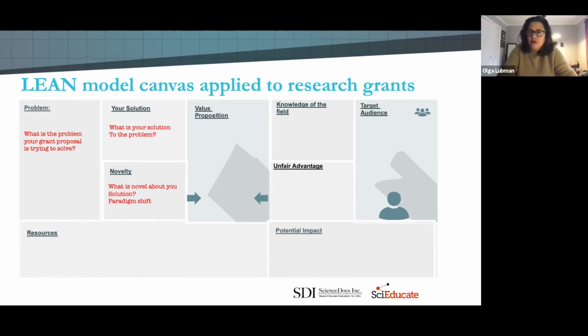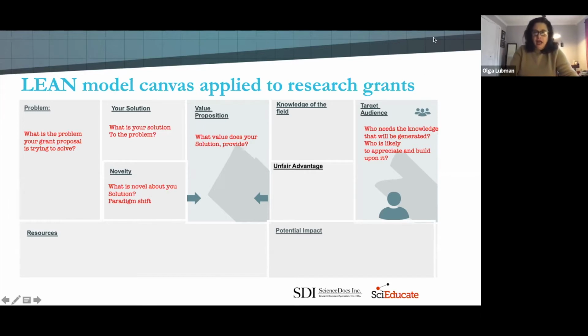Clearly state in a single sentence, what is your solution to the problem? And what is novel about your solution, whether there is a paradigm shift, the shift in thinking, the new technology, or what. And then again, the really, really important element is the value proposition. What value does your solution provide and to whom?